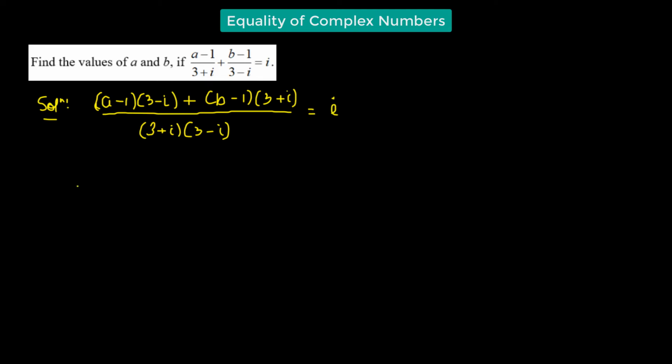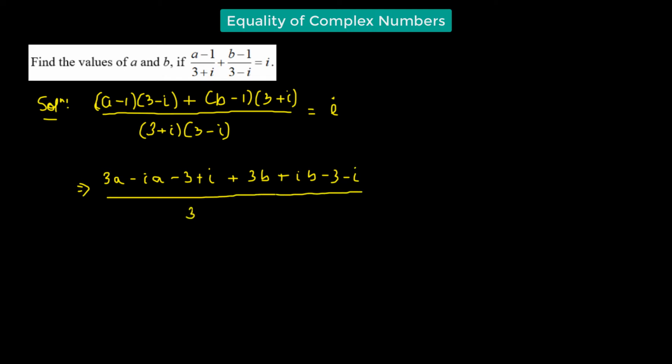So let us do the multiplication. So we have (a minus i times a minus 3 plus i) plus (b plus i times b minus 3 minus i), whole divided by 3 squared minus i squared, and this value is equal to i.